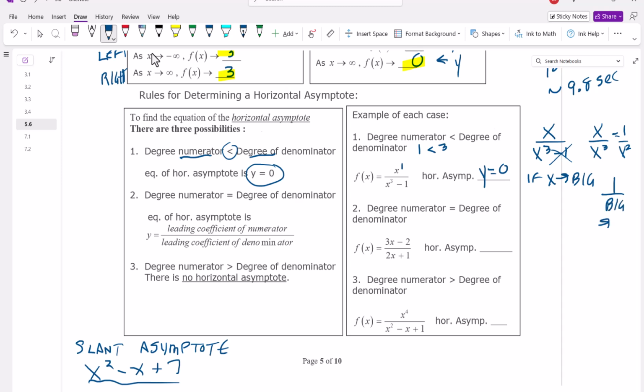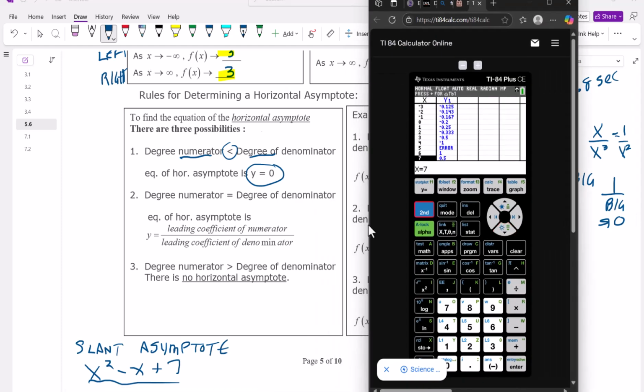Anytime you take your calculator, and I'll just show this on the calculator, if you do 1 divided by a really big number, we get something that's close to 0. That's in scientific notation. So if I just put a bigger and bigger and bigger number in there, it's just getting closer to 0. Okay, that's y equals 0.